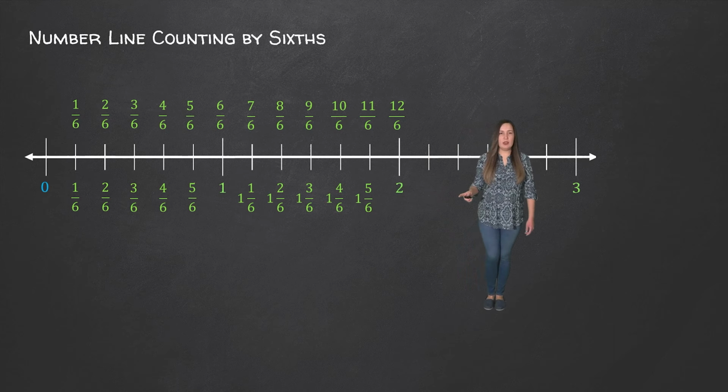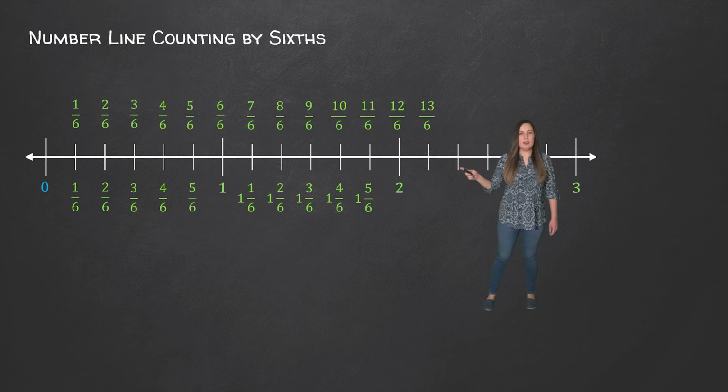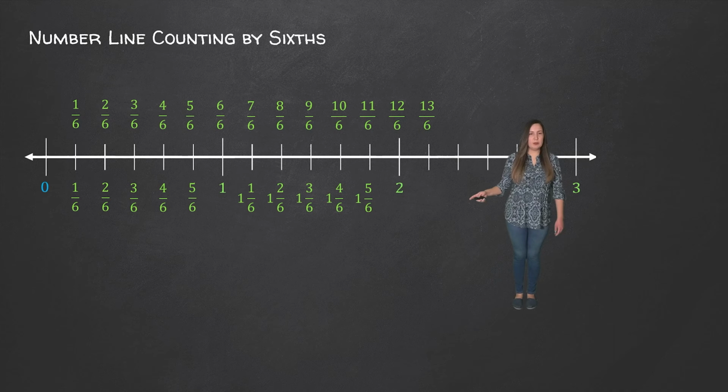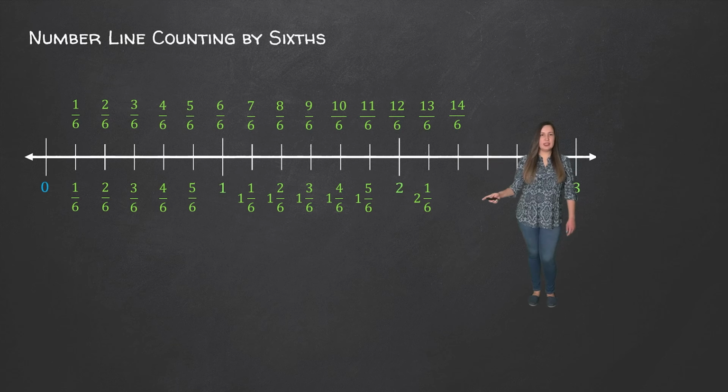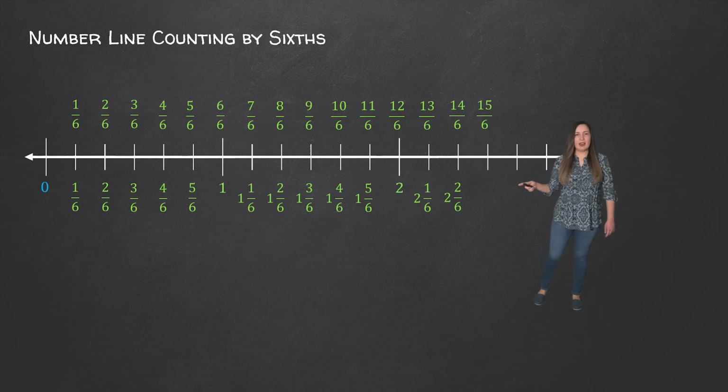Then we have 12 out of 6, which can be simplified to 2. Then we have 13 out of 6, which is an improper fraction that can be written as 2 and 1/6. Then we have 14 out of 6, which is an improper fraction that can be written as 2 and 2 out of 6. Then we have 15 over 6, which is an improper fraction that can be written as 2 and 3 out of 6.